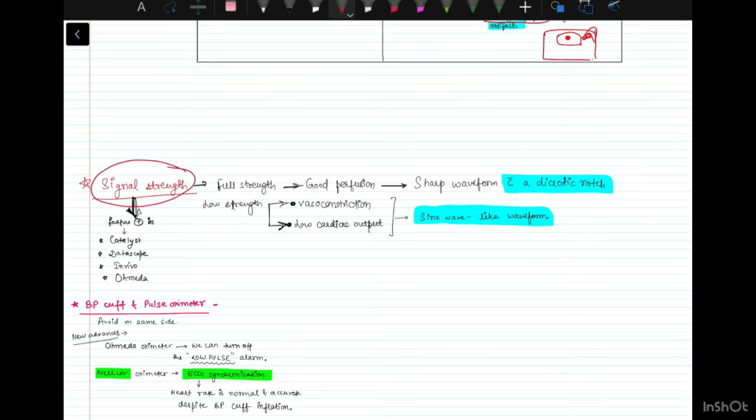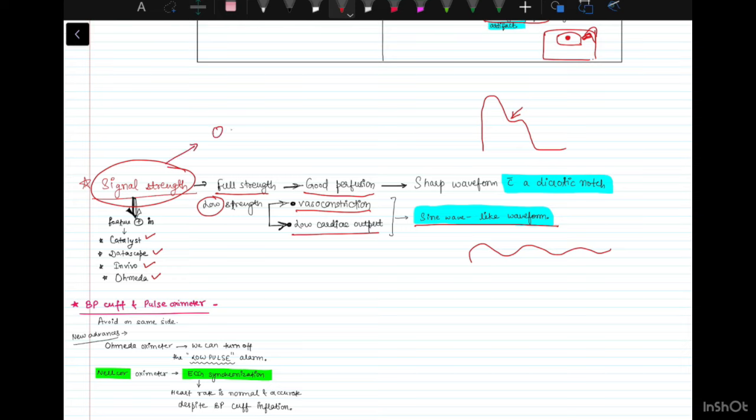This signal strength is usually not present in all pulse oximeters, but it is present in newer ones like Catalyst, Datascope, In Vivo, Ohmeda. What does this mean? A full strength means there's good perfusion, and there will be a waveform like this, with a dicrotic notch. But if the strength is low, that means there's vasoconstriction or a low cardiac output state, and the pulse ox will look like this, a sine wave-like waveform.